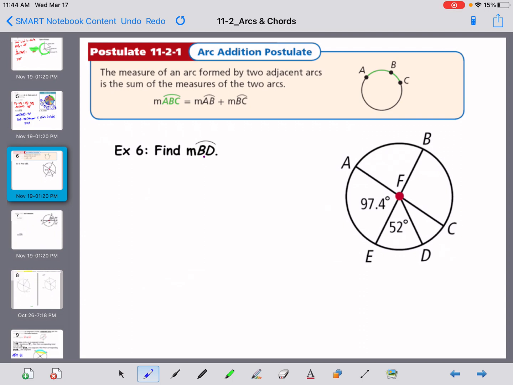All right, so our arc addition postulate says if I add these arcs together, I'm just going to get the bigger one. So I want to find the measure of BD. I want to find the measure of arc BD. Now, here's my first question. How do I know that I'm finding the blue side and not the green side?